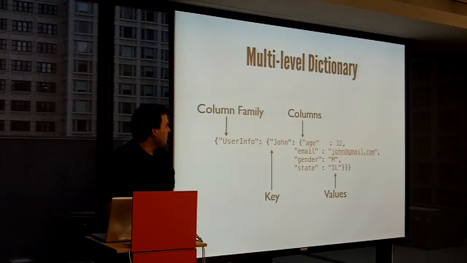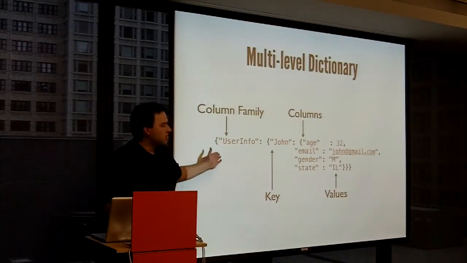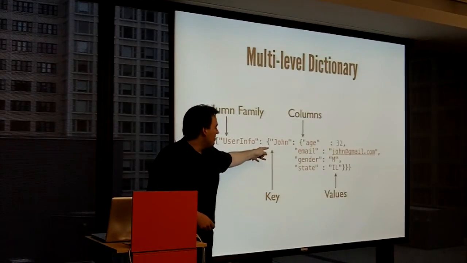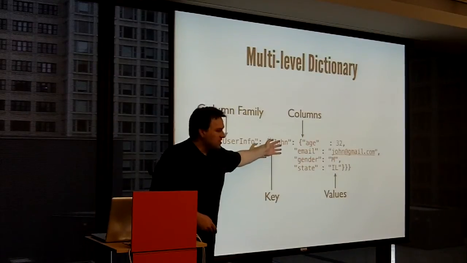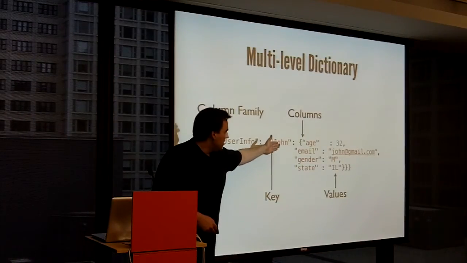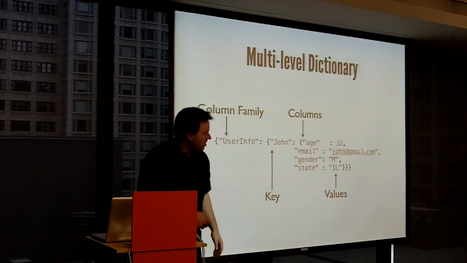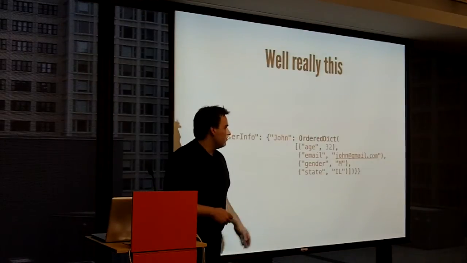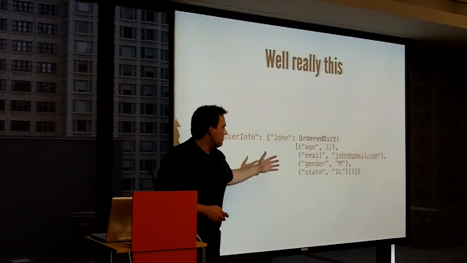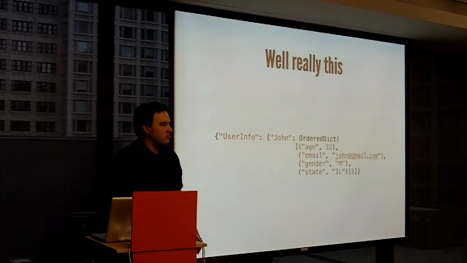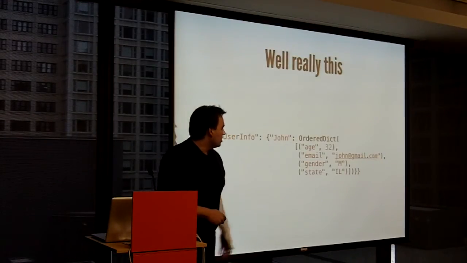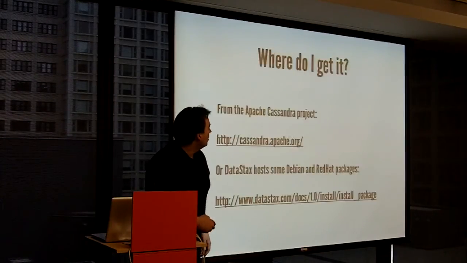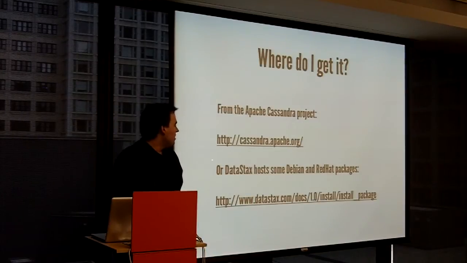So basically, it's a multi-level dictionary. Your column family is the first key into that dictionary. Your key within that column family gives you your row, and your row really looks like a dictionary of column name to value pairs. It's really actually an ordered dictionary inside that column. Those rows have an order to them, the columns have an order to them. And the Python tools will return that to you like it's ordered, so you can use it as a dictionary, or you can actually get it in order.